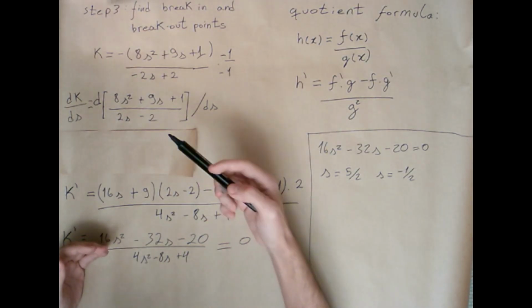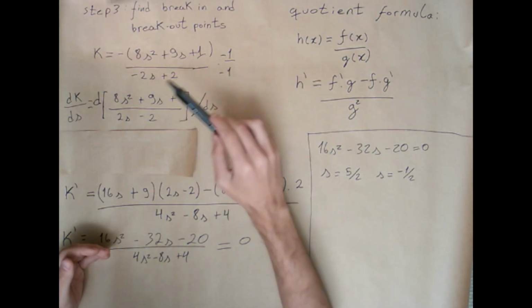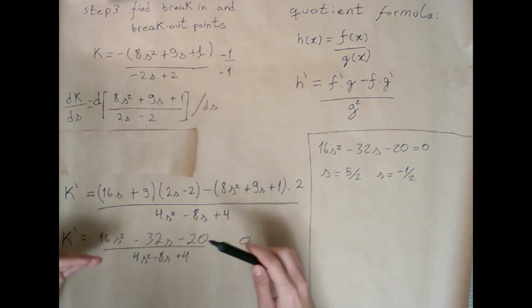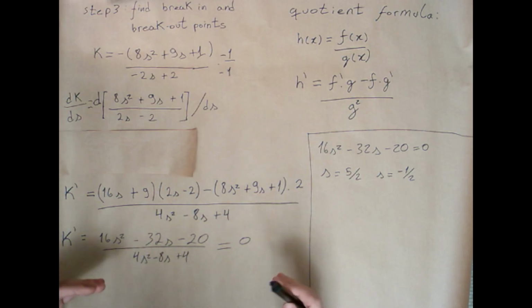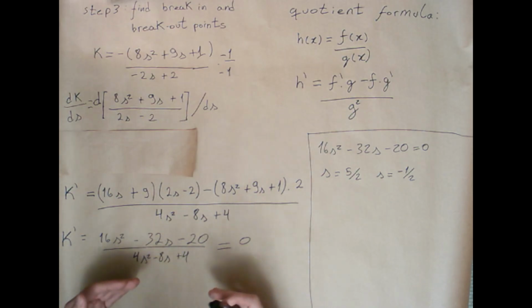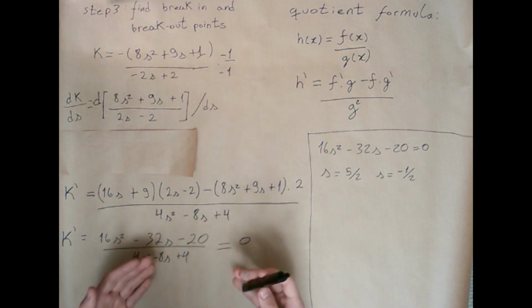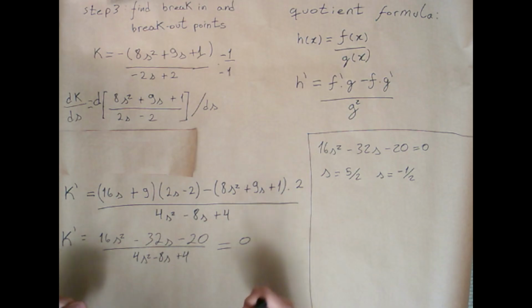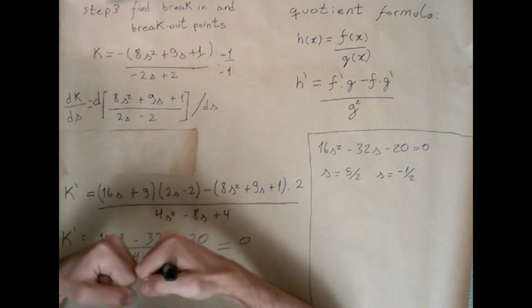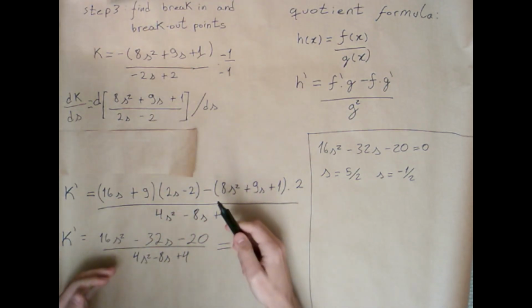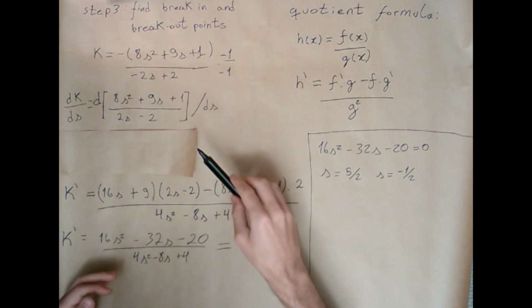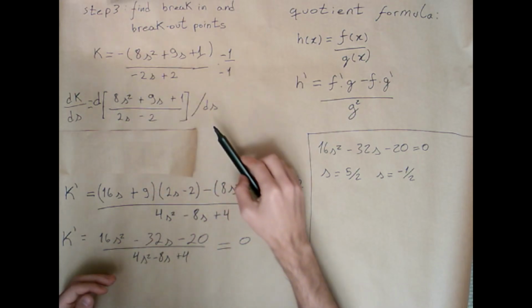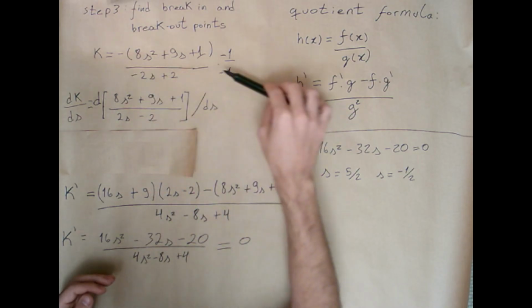Now we can proceed to step 3, which is to find the break-in and breakout points. Break-in and breakout points are the points of the real axis where the root locus branches go away from the real axis and into the plane. So the places where they collide and go either up or down. In order to do that, we're gonna use the equation for the gain k, which is given by this.